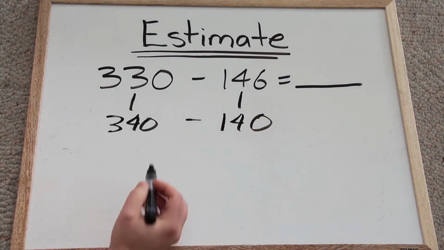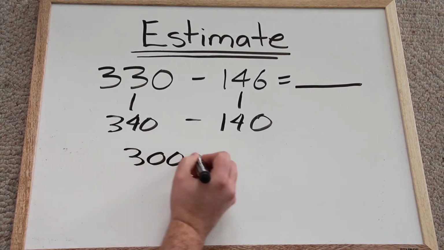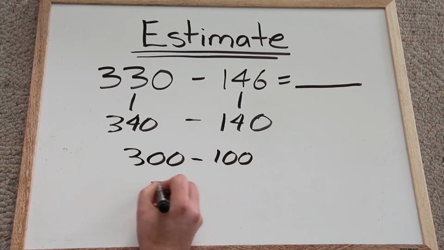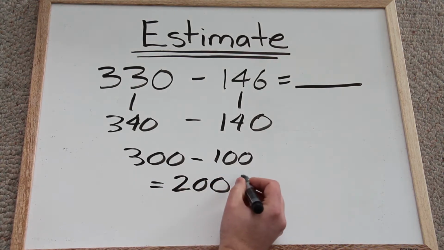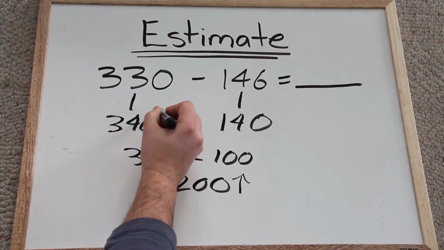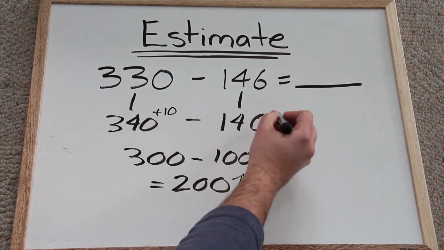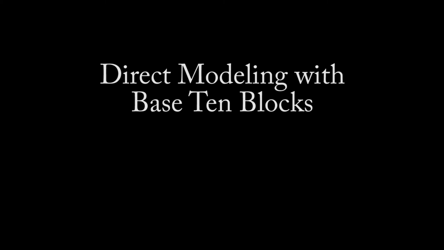This simplifies the equation because I know 40 minus 40 is 0, leaving me with 300 minus 100, which is easily answered as 200. I know that this answer should be larger than my final answer because we increased the minuend by plus 10 and we decreased the subtrahend by minus 6.